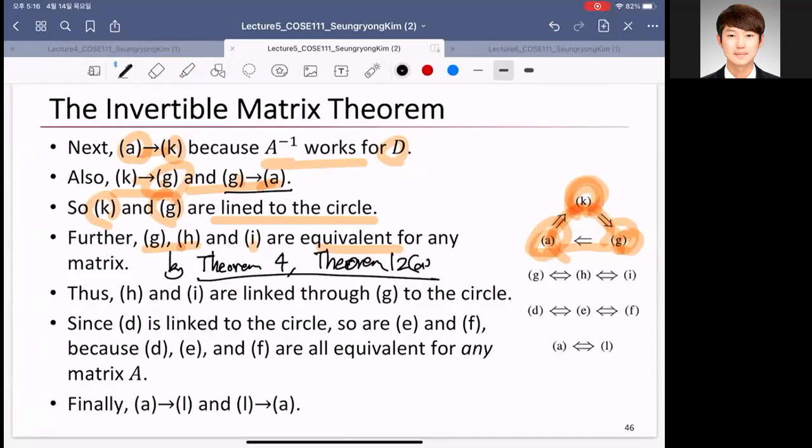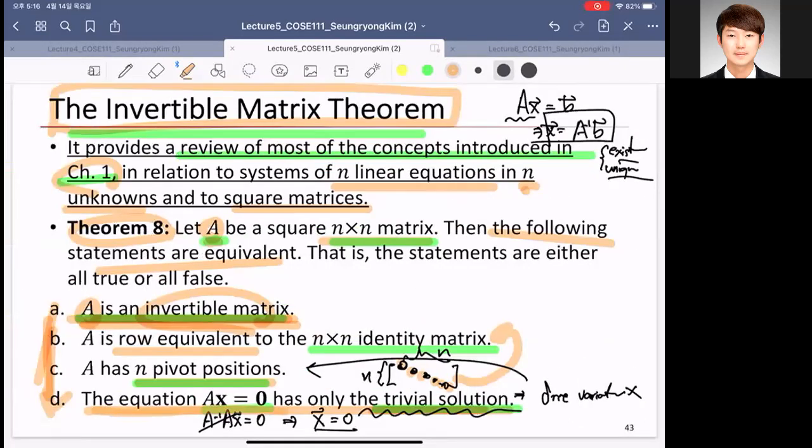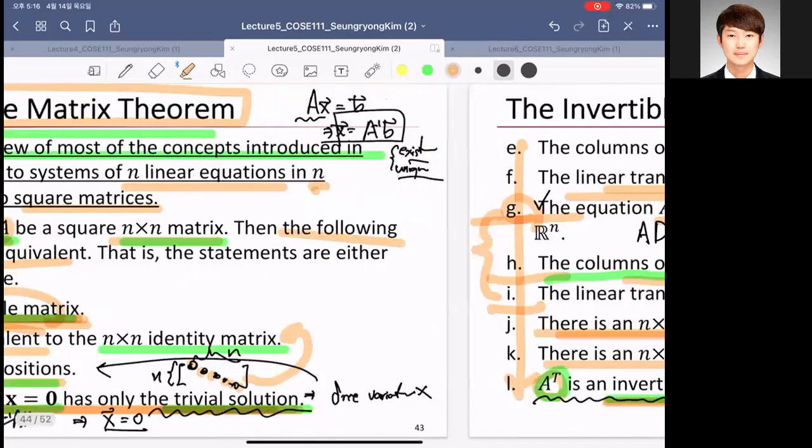First, H and I are linked through the G to the circle. So here's G, and H and I are linked to the G. One more thing is that T is linked to the circle. Where is D? The equation AX equals 0 has only the trivial solution.